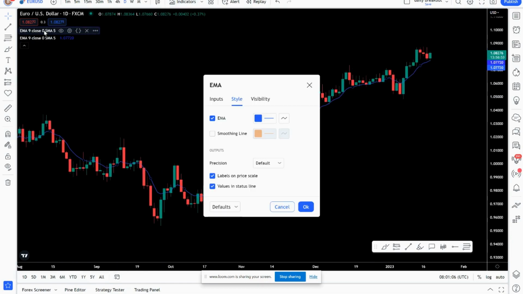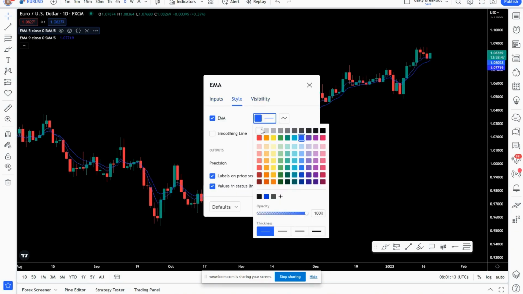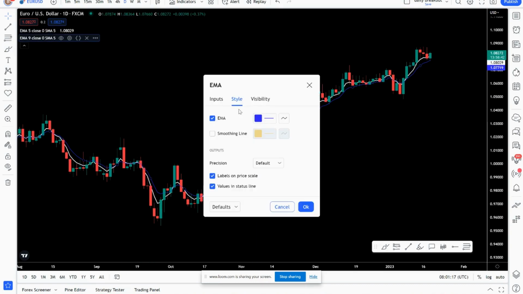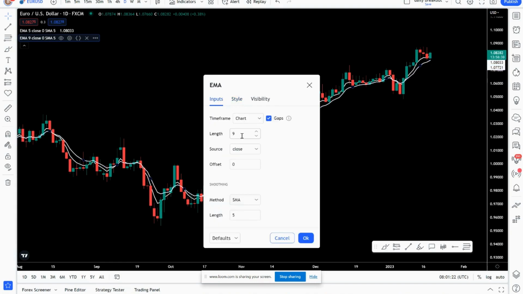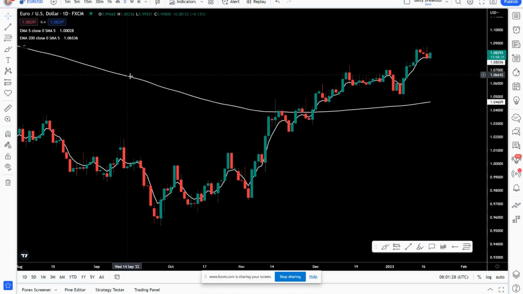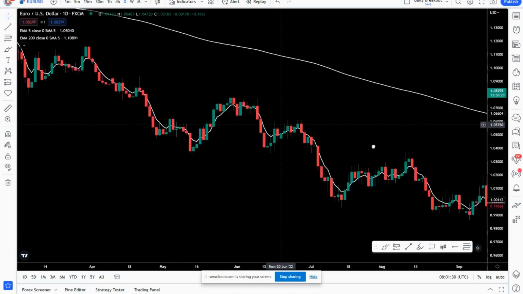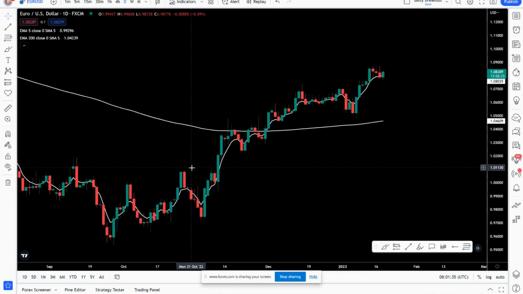So we're going to set this one to a length of 5. Move it to white, make it a little thicker. And then for the second one, let's go with a 200 moving average. That's commonly used to catch long-term trends. Okay, so you can see there's the 200 moving average. It catches big trends, and you can see the 5 really just follows price. Okay, so let me just remove this from the chart.